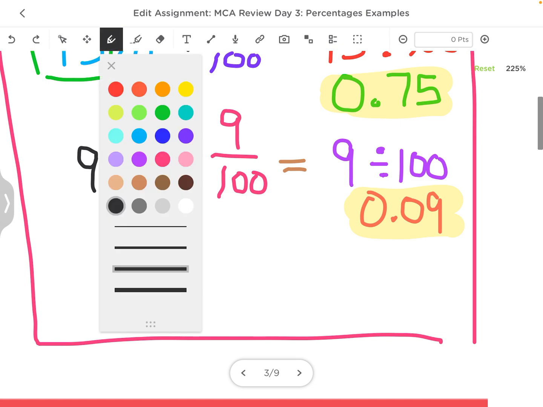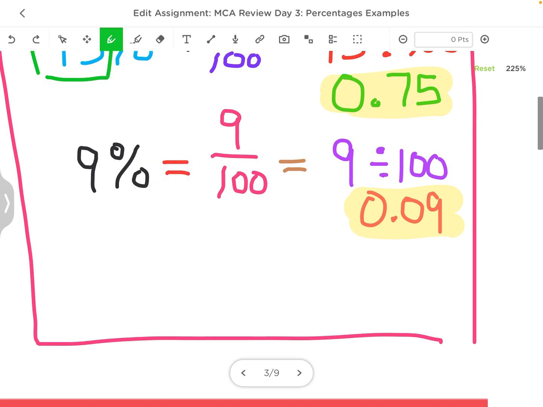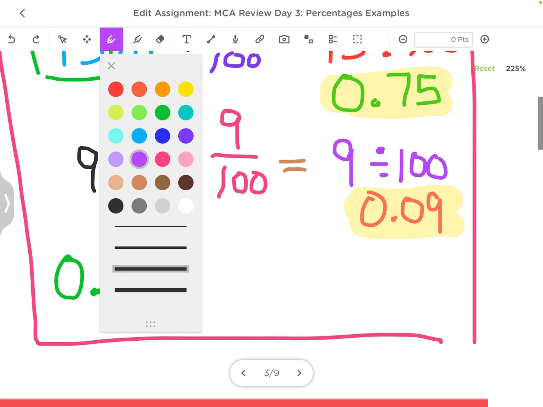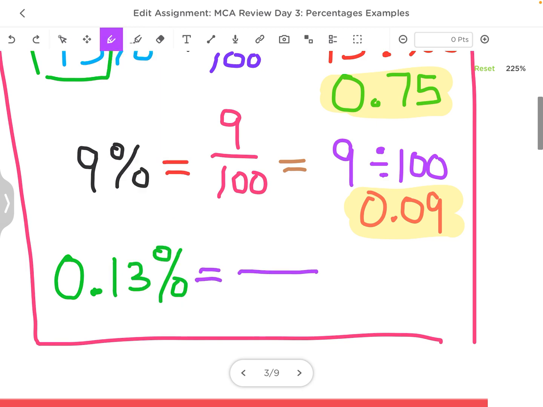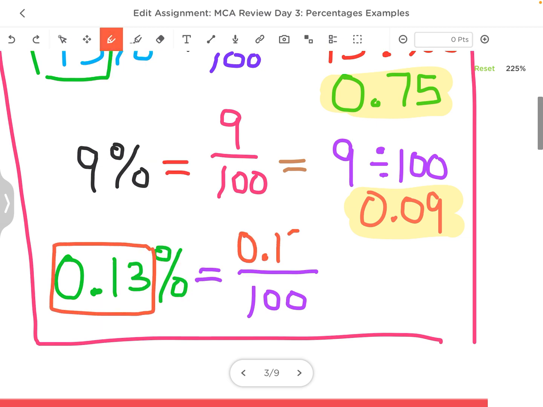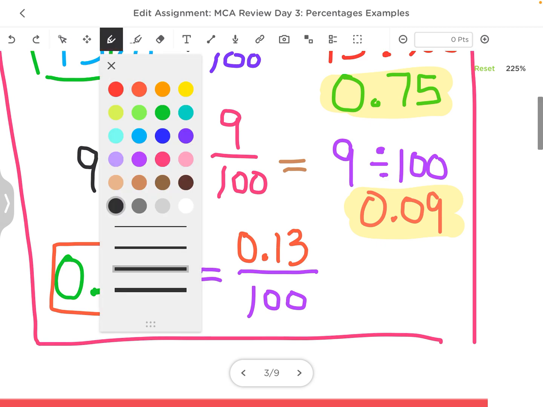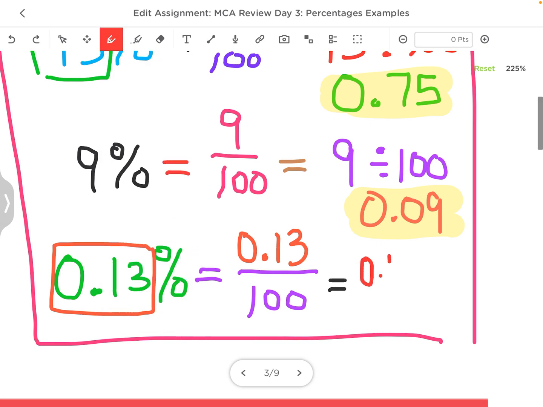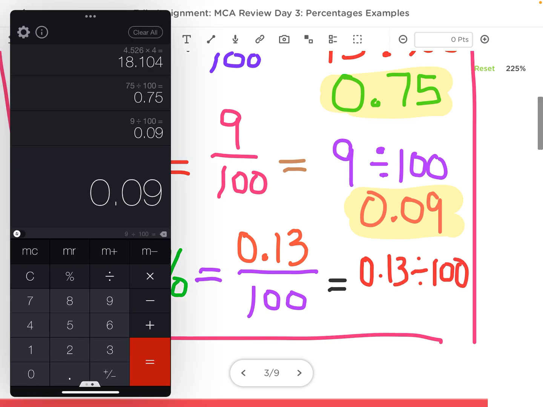So let's do one that really confused a lot of kids when we did it. 0.13%. You can really have a percent that's this small. You're going to do the exact same thing. For the percent sign, it's 100, and everything in front goes on top, 0.13. So that now means that we would write 0 and 13 hundredths divided by 100. And then you would put that in your calculator.